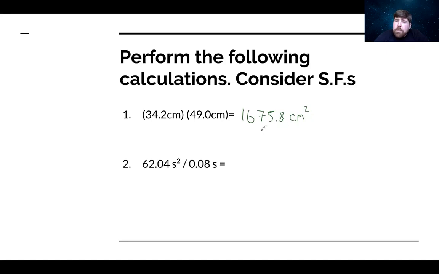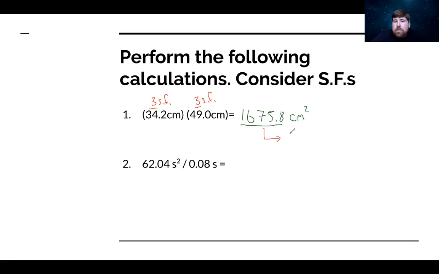But because this is chemistry, we must change our final answer such that it represents how I actually took my measurements. Now, once again, the rule for multiplication and division is that my answer here has to have the same number of sig figs as the measurement with the least amount. By looking at it, it looks like 34.2 has 3 sig figs, and 49.0 also has 3 significant figures. So as far as this goes, my final answer must have 3 significant figures.